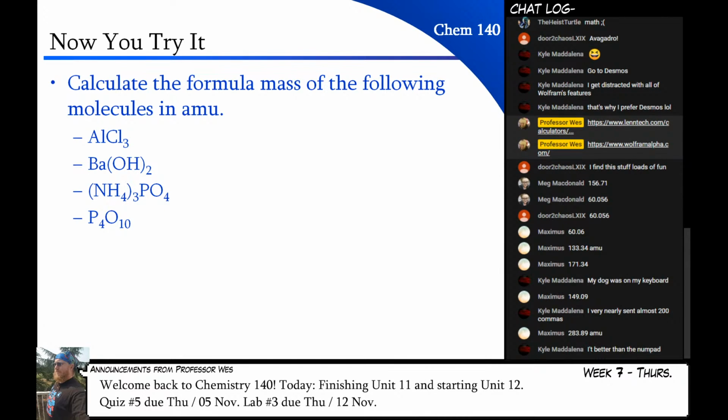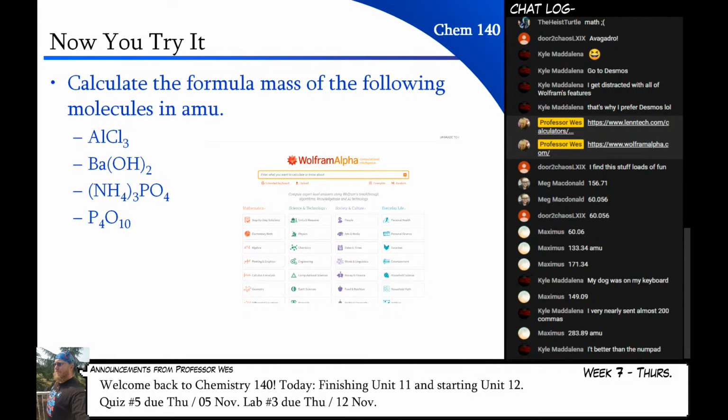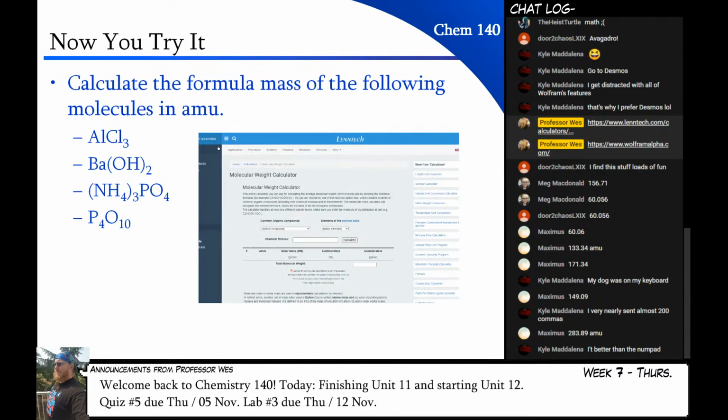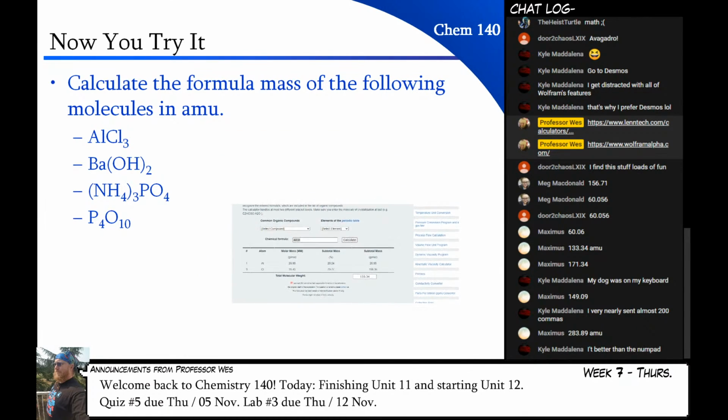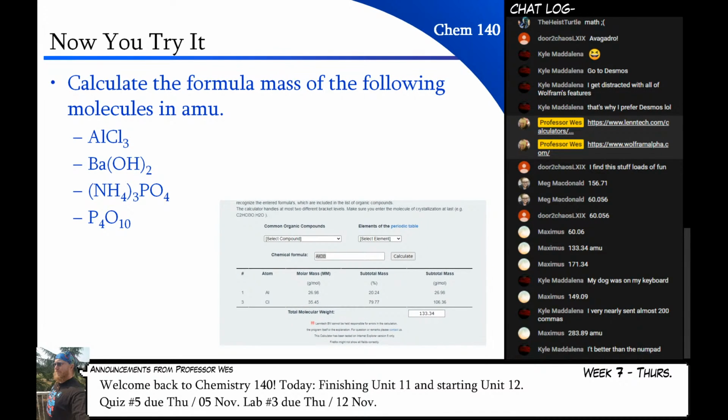Let me resize this window here so that it fits next to... Oh, I don't want Wolfram Alpha anymore. I want Lentech. Alright, so I'm going to just type these in here. So AlCl3, you should get 133.34. I'm not sure how visible that is. Let me crop this down. We'll just make it bigger. There, I could definitely see that now.